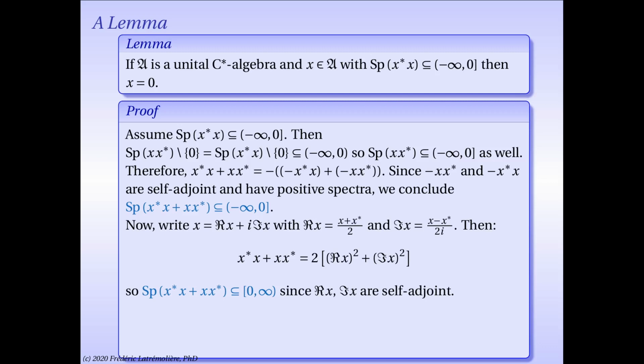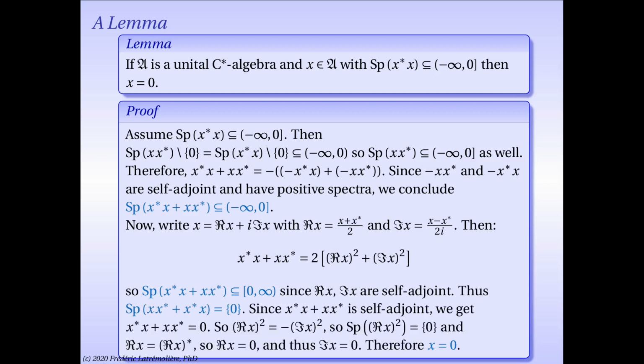This is an important observation, because now I can conclude that the spectrum of x star x plus x star is in fact the singleton 0. It has to be contained at once in the positive and the negative half-line. What I can deduce from this is that since x star x plus x star is self-adjoint, it must be 0.